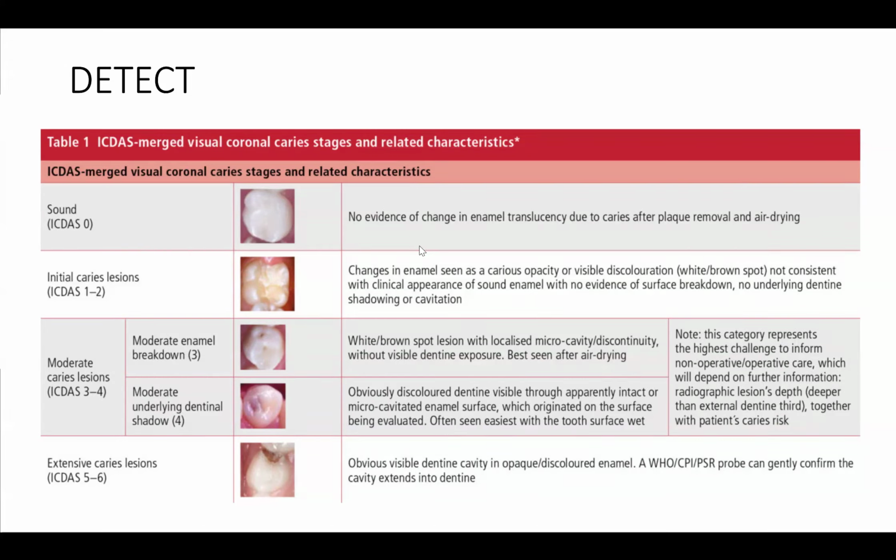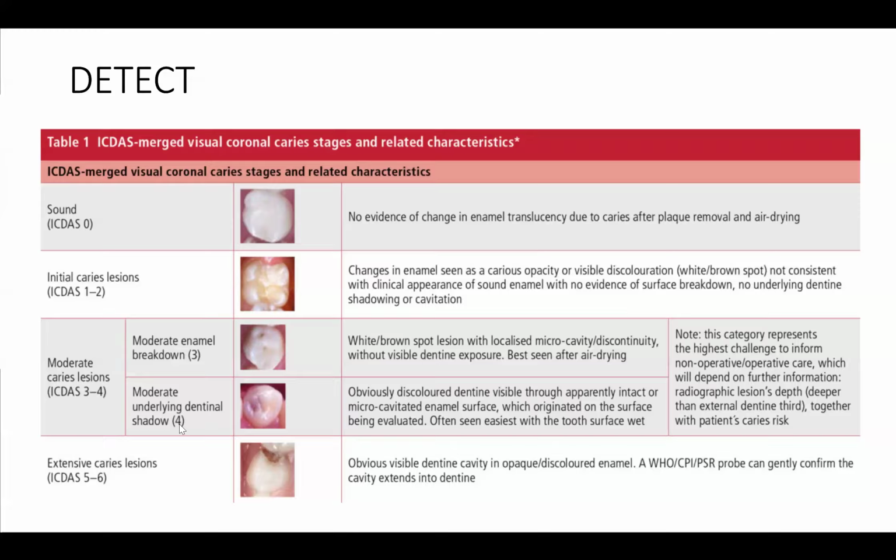Okay. The next is 1 and 2. ICDAS 1 and 2. What do you see? You see carious opacity, visible discoloration. It could be a white one like an incipient caries we saw in one of the earlier scenarios, or a brown spot, which is not consistent with clinical appearance of sound enamel, but there is no breakdown that you see. There is no underlying dentine shadowing or cavitation. So when you differentiate this tooth from this, you can easily see how there is a discoloration here, but it doesn't look like there is any dentine shadowing underneath.